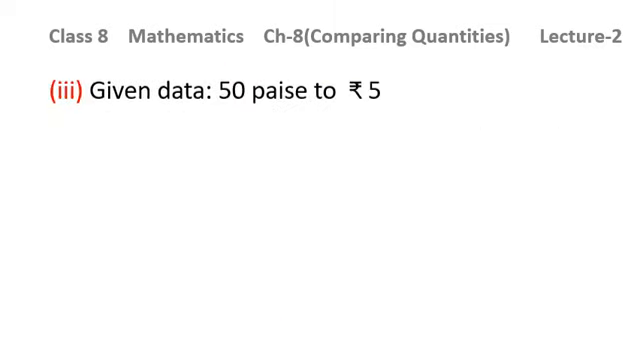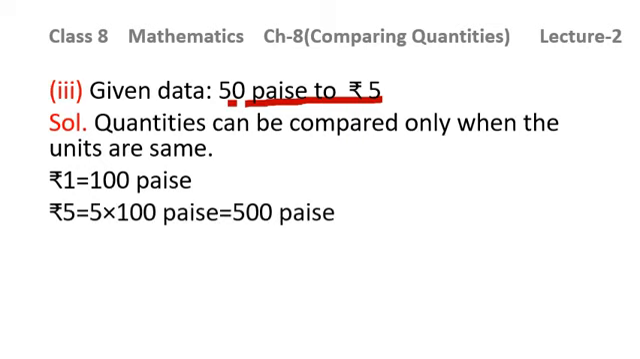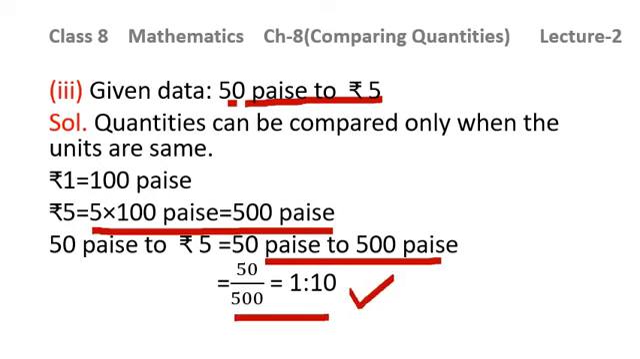Coming to third part, this is 50 paise to 5 rupees. Here again the units are different, and we know that quantities can be compared only when the units are the same, and we know 1 rupee is equal to 100 paise. So converting 5 rupees into paise, that will be 500 paise. Then it will be 50 paise to 500 paise. Then we need to take the ratio like this, simple as this. Directly we will be dividing these two and the answer will be 1:10. Simple as this. I hope all these three parts are clear to you.